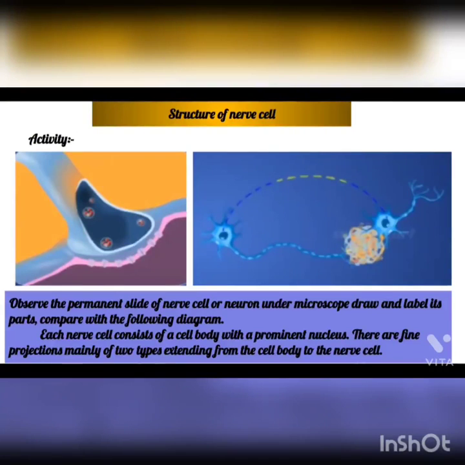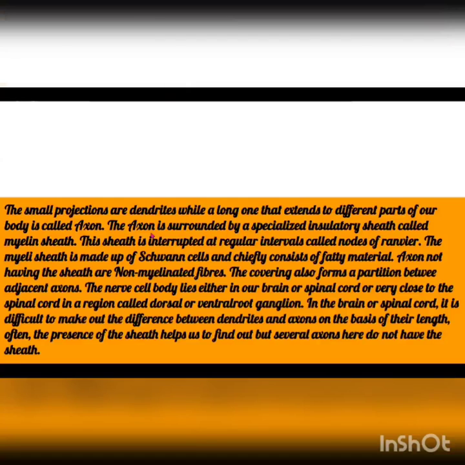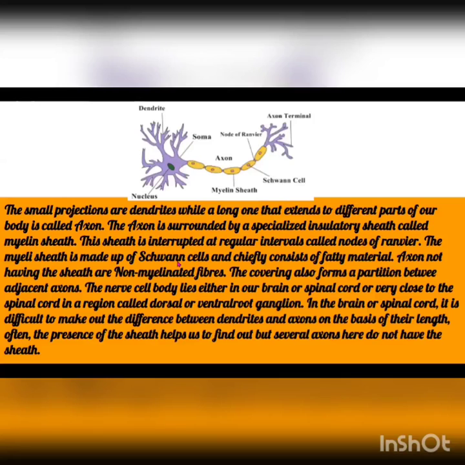Each nerve cell consists of a cell body with a prominent nucleus. There are fine projections, mainly of two types, extending from the cell body of the nerve cell. The small projections are dendrites, while a long one that extends to different parts of our body is called the axon.